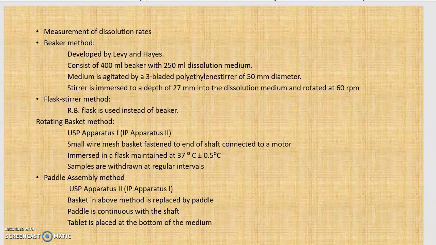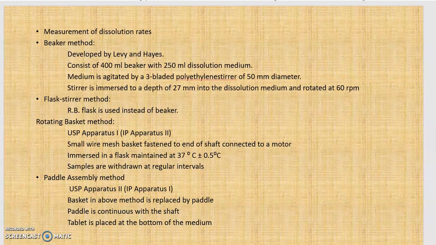The third one is a rotating basket method. Now the rotating basket method officially is also called as the USP apparatus 1. The same apparatus in IP, that is in Indian Pharmacopoeia, is referred to as apparatus 2. It has a small wire mesh basket attached to end of a shaft which is connected to a motor. This basket is immersed in a flask maintained at 37 plus minus 0.5 degrees Celsius. Samples are withdrawn at regular intervals and the concentration of the drug is determined by assay.